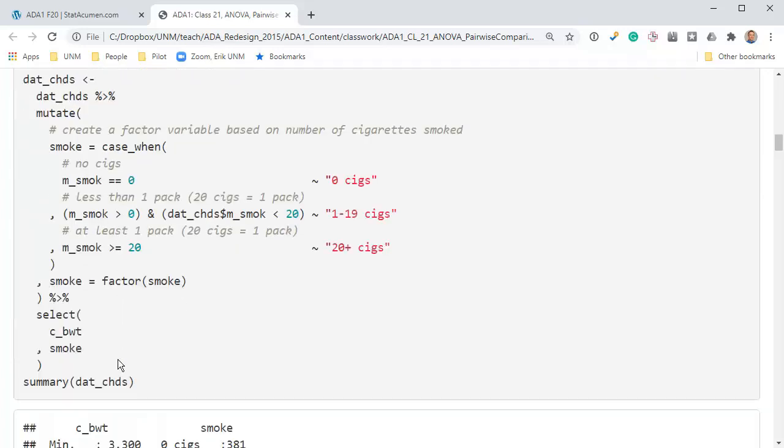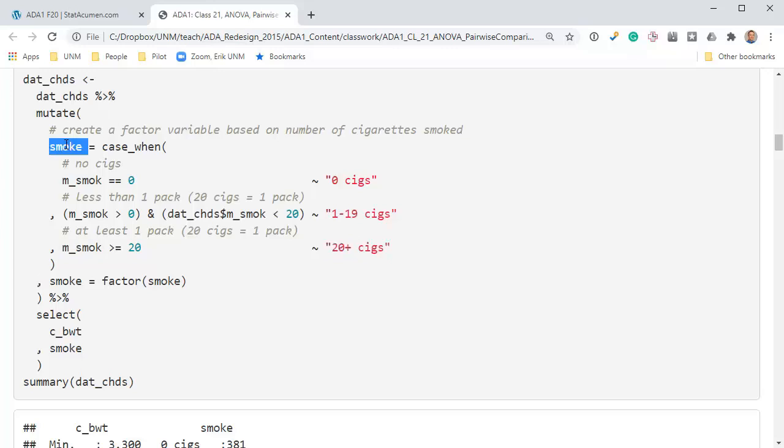Okay, so after we've read in that data set, we start with that data set, we mutate to create a new variable called smoke, and we're going to create 3 levels of a factor variable. When the mother's smoking equals 0, the tilde means then the smoke variable will equal the label 0 cigs. If the mother's smoke is greater than 0 and also less than 20, then you've smoked between 1 and 19 cigarettes. And if it's greater than or equal to 20, then it is 20 or more cigarettes.